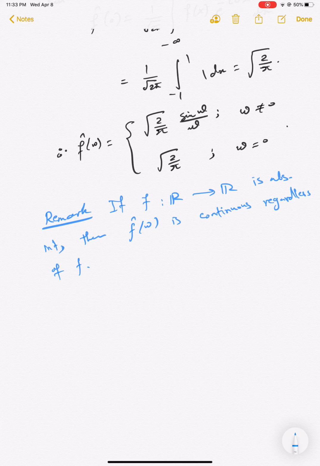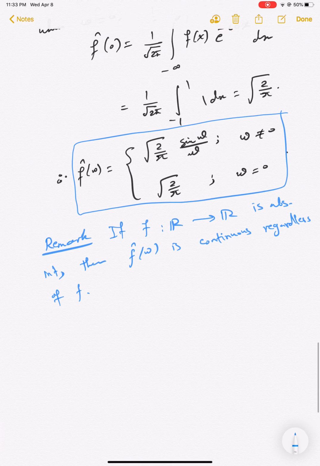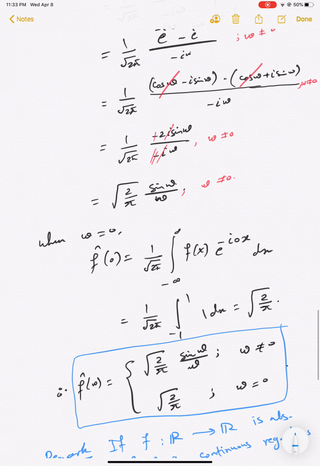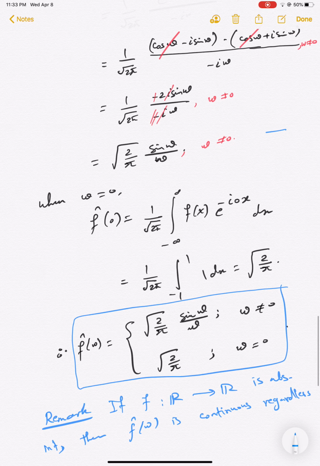So in fact, if you look at our final result here, f hat of omega is a continuous function, because if you take the limit as omega approaches 0 of the first formula, you get the second one. So basically, what this remark says, for us mathematicians, is that when you reach this point, although this is not true for omega equals 0, our understanding, because the Fourier transform is continuous, is that you don't need to compute the Fourier transform at omega equals 0.